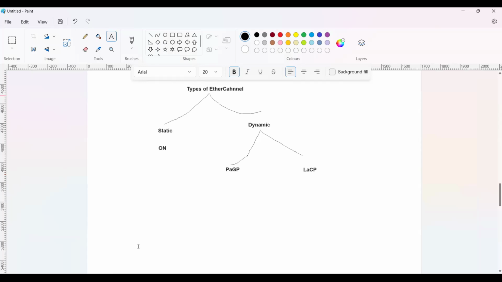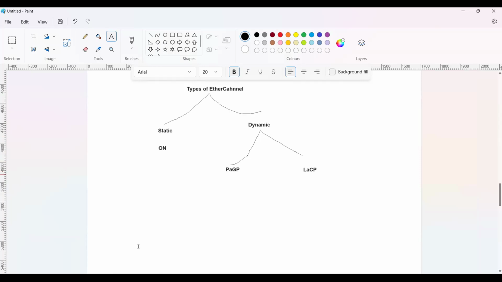Here we have types of EtherChannel. One is static, one is dynamic. In dynamic, we have two methods. One is PAgP and another one is LACP. PAgP stands for Port Aggregation Protocol. LACP stands for Link Aggregation Control Protocol.